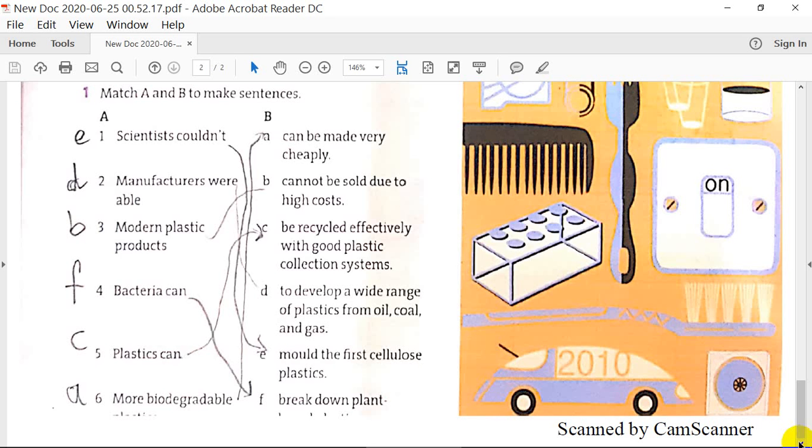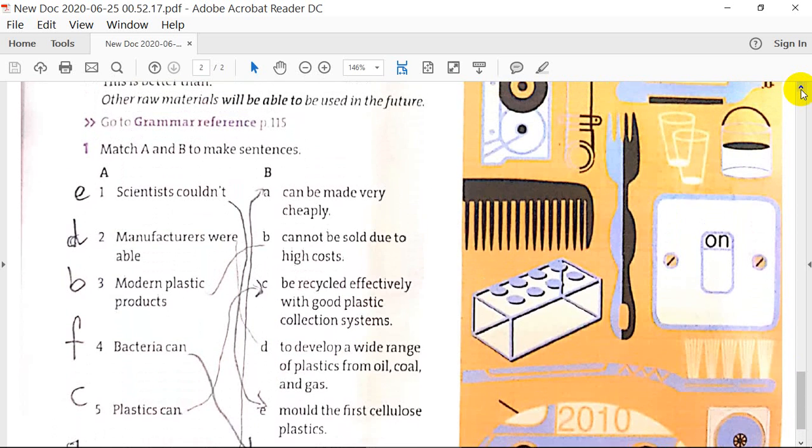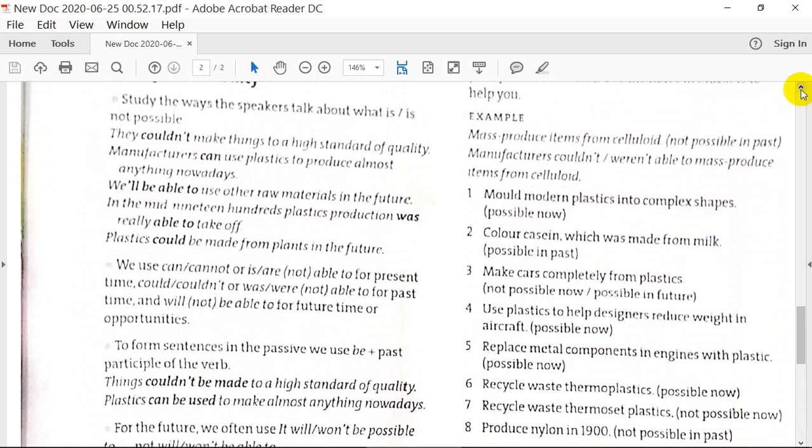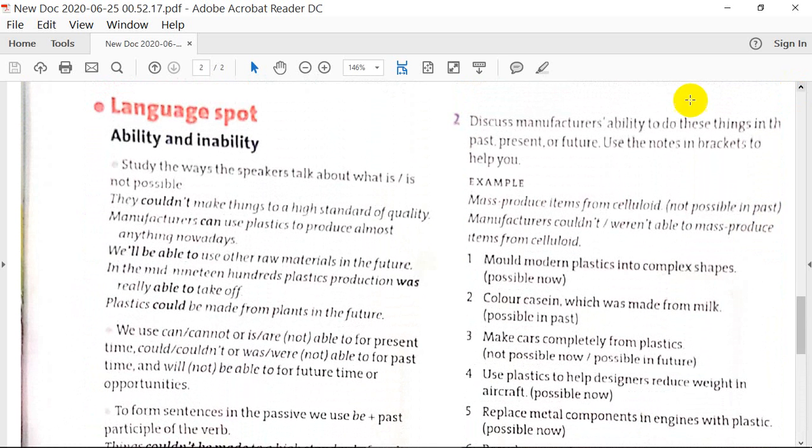So this is what I tried to do for you, this exercise, to know how to make a sentence with can and could and was and were. So we have another exercise here. I leave it for you to try at home. Discuss manufacturers' ability to do these things in the past, present or future. Use a note in brackets to help you.